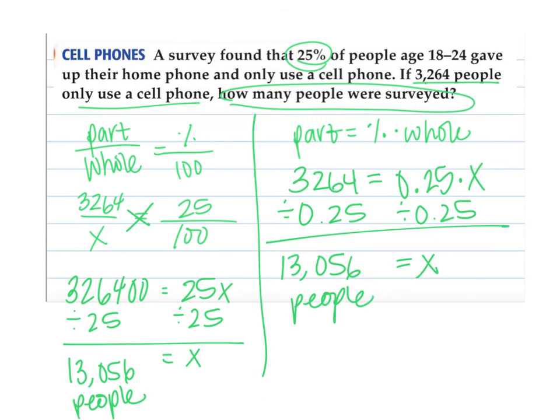Always think about that. Does your answer make sense with what it's asking? If it's asking for the part, it should probably be less than your whole amount unless it was over 100%. In this case, we're looking for the whole, so we would expect that to be over the amount of the part of the people that said cell phone only. So there is percent proportion and percent equation. Decide which one works best for you and which one you're going to use, and really become a master with that one and use that one to solve the target check.